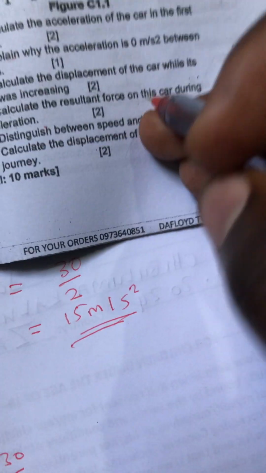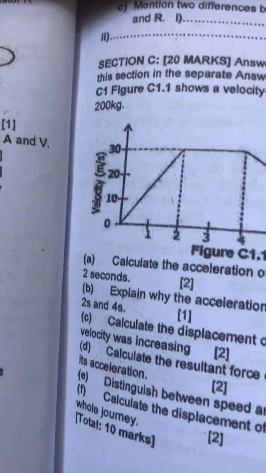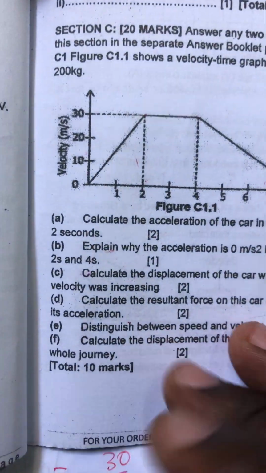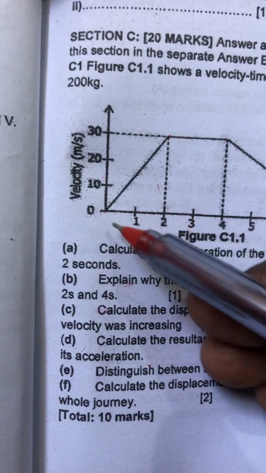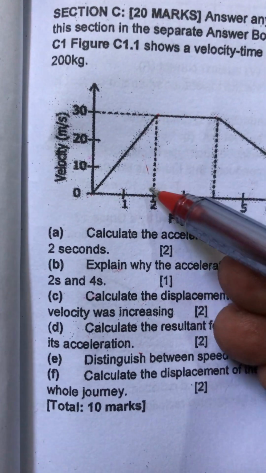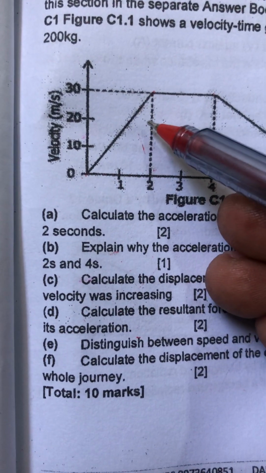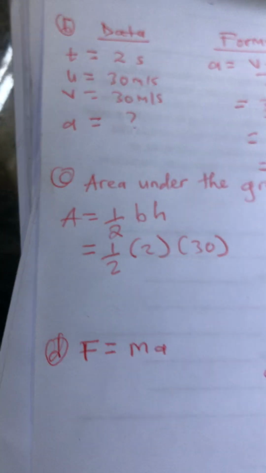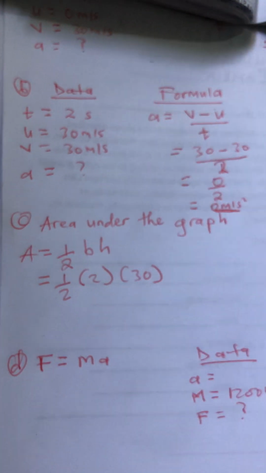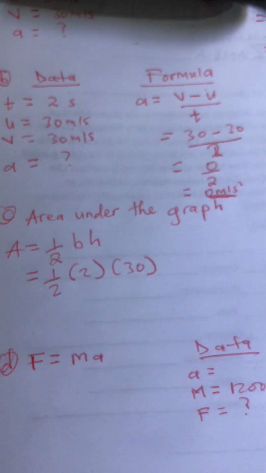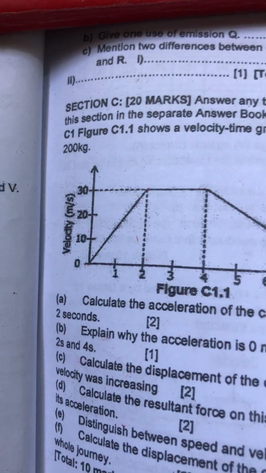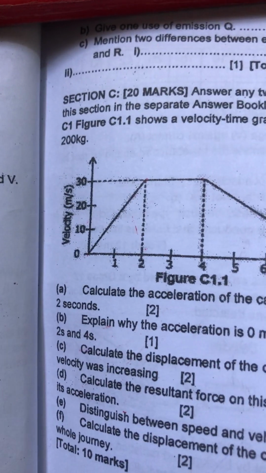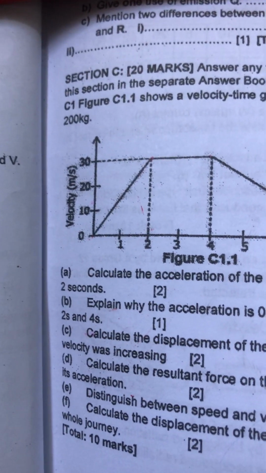Let's go to C. They're saying calculate the displacement of the car while its velocity was increasing. At what time was the velocity increasing? It was increasing from here up to there. So they're asking you to calculate the displacement for the car during this time. How do you do that? We're going to use the area under the graph. So identify the shape that has been formed here. Do not go, I've seen most of the students go for speed is equal to distance, or velocity is equal to distance over time. No.